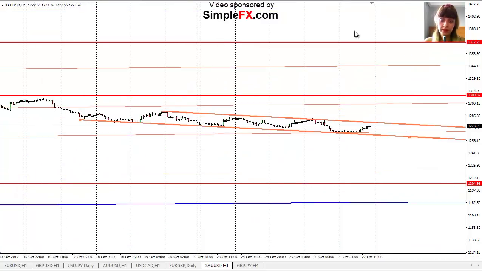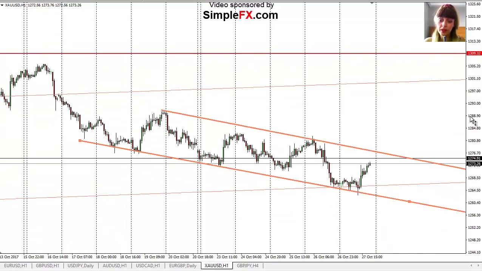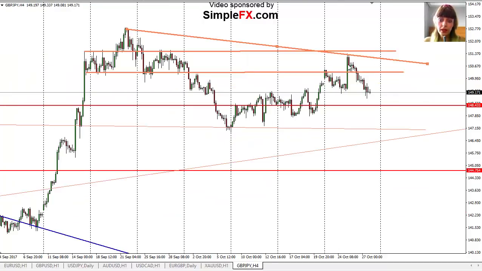So let's see what happens. But right now, as I'm saying, that was the trade. So right now it's just a waiting time, okay? So no trades. They can't go into that position, anything. So that's it. Okay, going to pound yen.